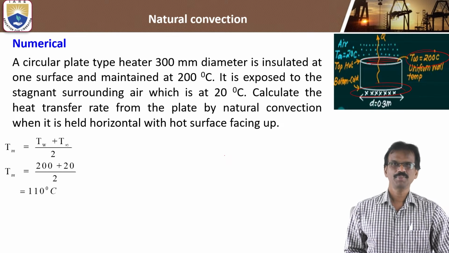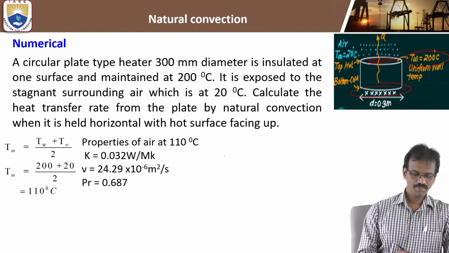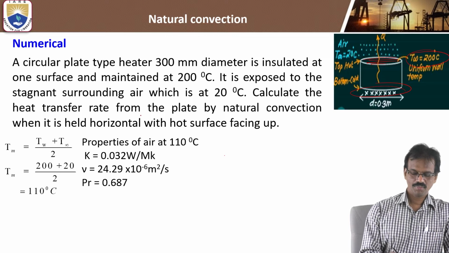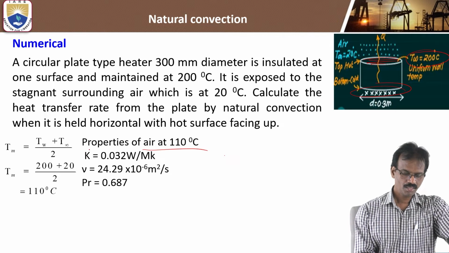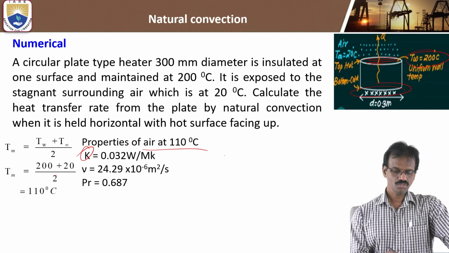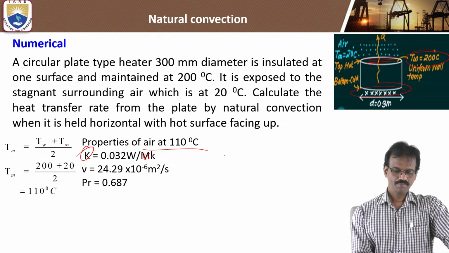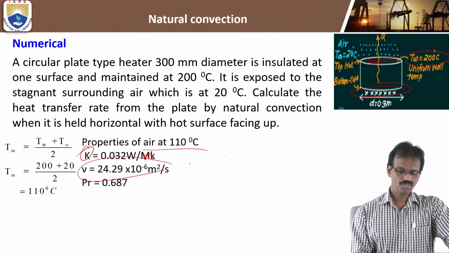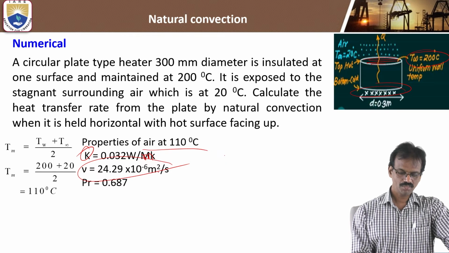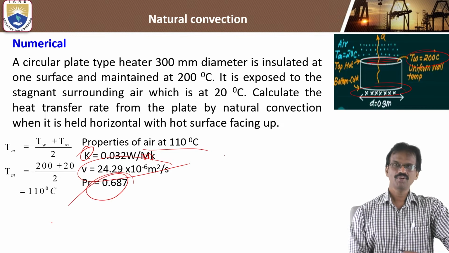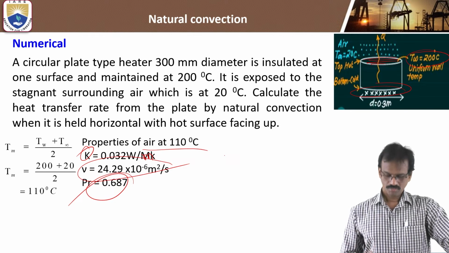So this is the T mean, that is 110 degrees Celsius. By using this T mean, you can take the properties of air at 110 degrees Celsius. Thermal conductivity of the air is equal to 0.032 watt per meter Kelvin, and kinematic viscosity is equal to 24.29 into 10 to the power of minus 6 meters square per second. The Prandtl value is equal to 0.687. Okay, so these are the values.